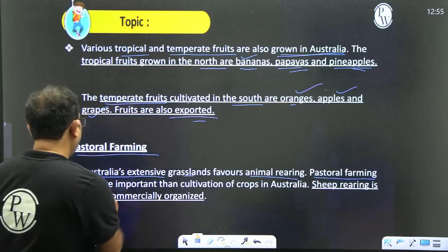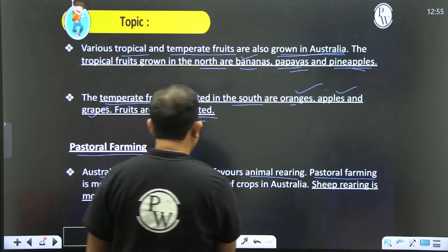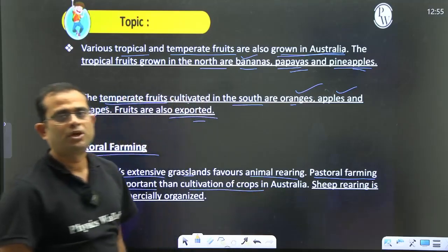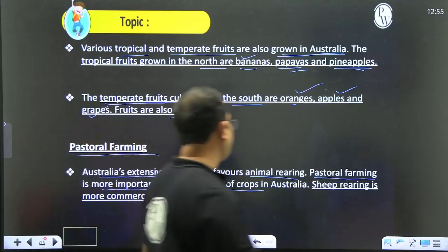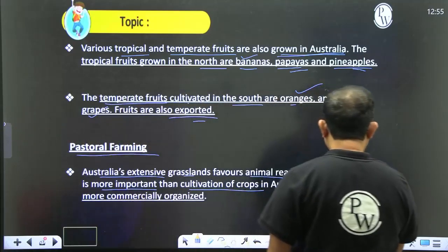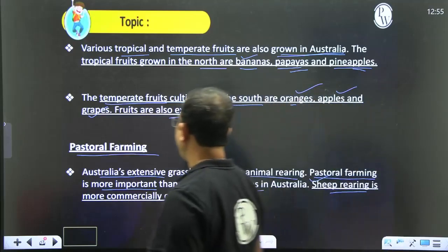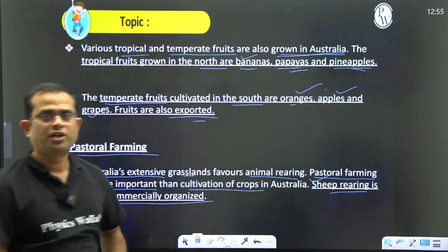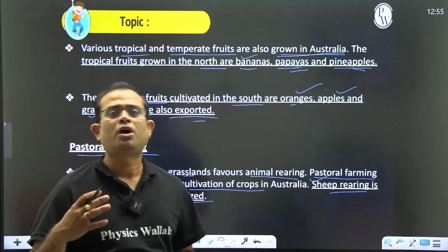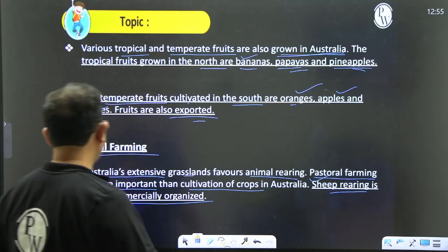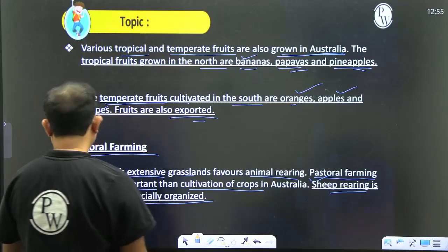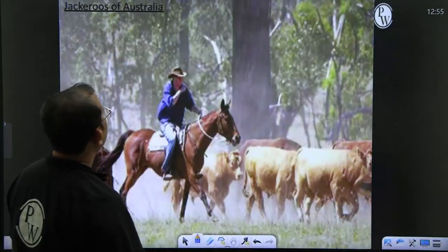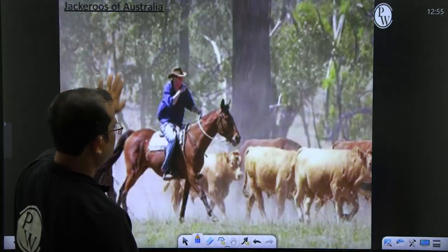So pastoral farming is more important than the cultivation of crops in Australia. Sheep rearing is more commercially organized in Australia. See this one. These are the jackaroos.